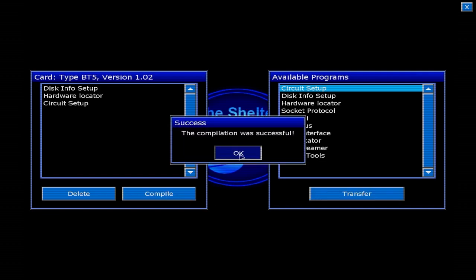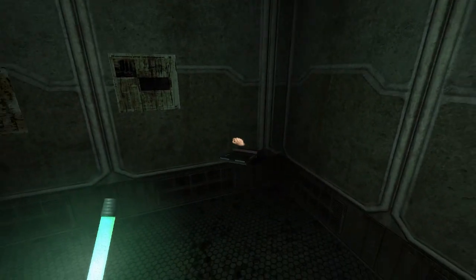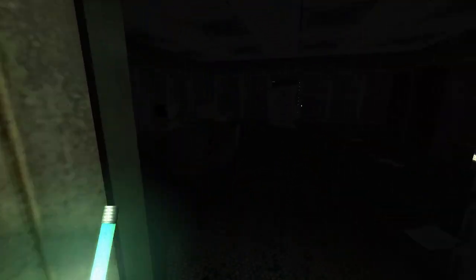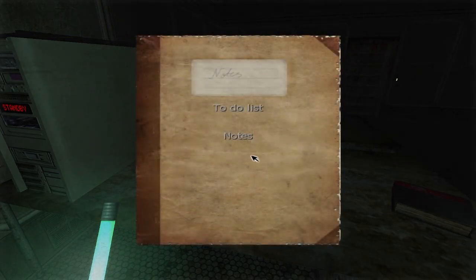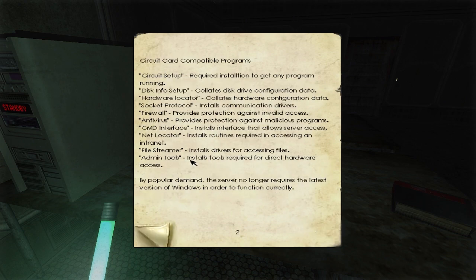Maybe that one too. Okay, so they all have to have that. Got it. Okay, and this one requires advanced communication drivers. So it should be... So net locator would be one of them, and maybe the file streamer? Maybe? Socket protocol. Socket protocol and net locator.